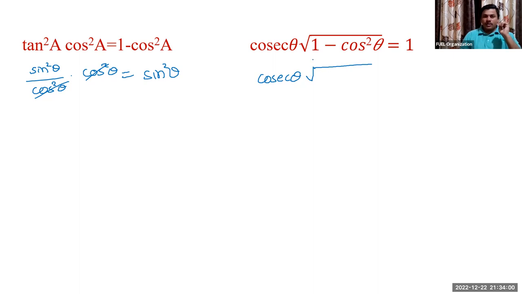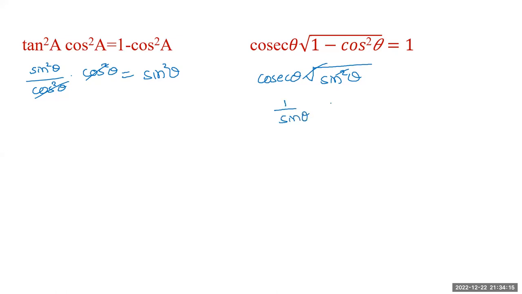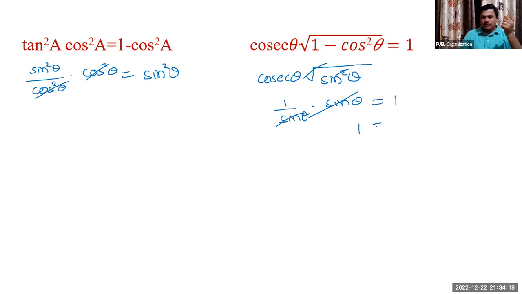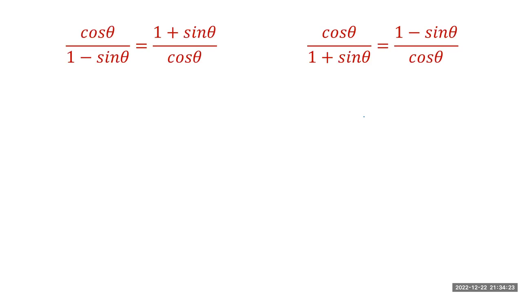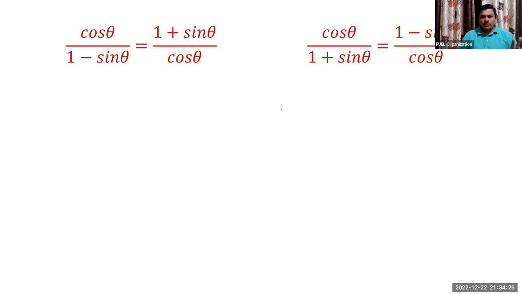Next, 1 minus cos square theta is sine square theta. So square and root get cancelled here. So what will you get? Cosecant theta into sine theta. Cosecant theta you can write as 1 by sine theta into sine theta. Both get cancelled. You will get 1. Done. Next question. Are these 1 markers or 2 markers? Just 1 mark. This question carries 1 mark.